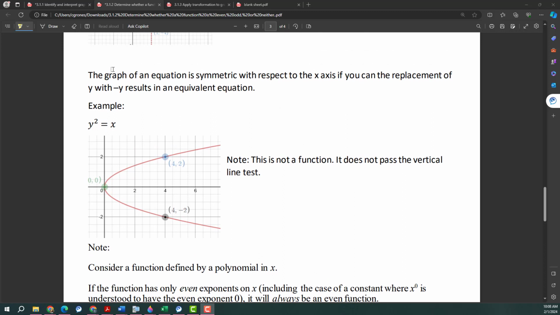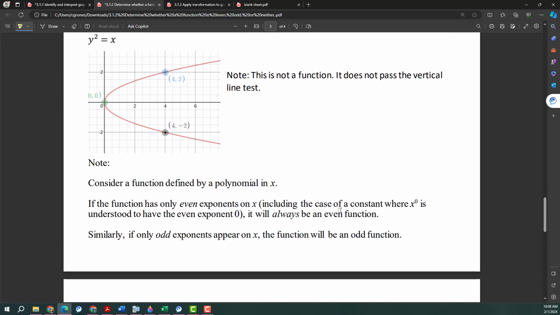This one is the graph of an equation that is symmetric with respect to the x-axis. It says if you can replace y with negative y, and it results in an equivalent equation. So we've got an example right here. But it says that, note, this is not a function. It does not pass the vertical line test.